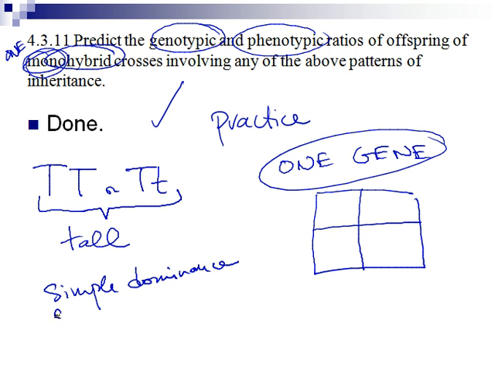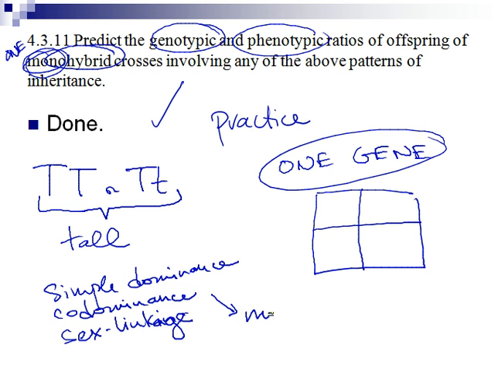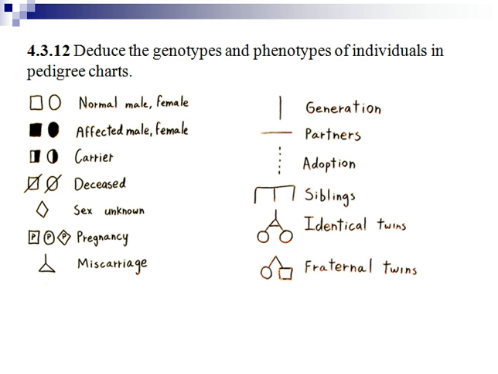So you need to be able to do this for simple dominance, which we talked about in class last time, codominance, sex linkage, and then also with codominance, make sure you understand multiple alleles, focusing on our example of blood types. Okay, and then point 12 is deduce the genotypes and phenotypes of individuals in pedigree charts.